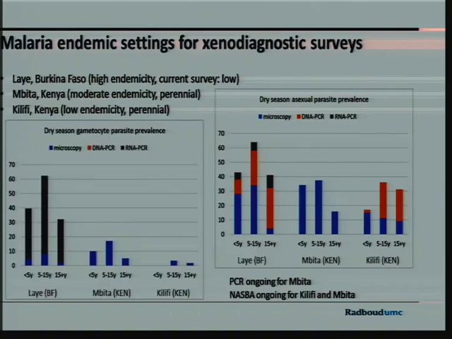Gametocyte carriage by microscopy is a lot lower, in the blue bars. Actually, by RNA-based methods, and we've only done it for Burkina Faso, it's almost the same. Especially in children, it means that everybody who has asexual parasites also has low levels of gametocytes. But this is just detecting parasites, and I said before, this is not very informative.